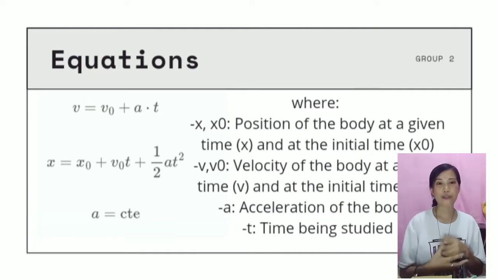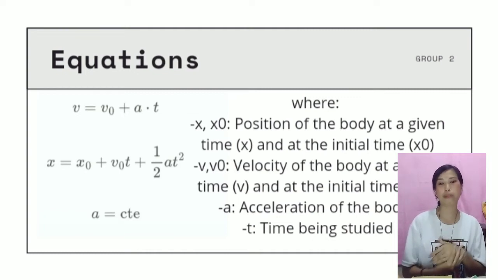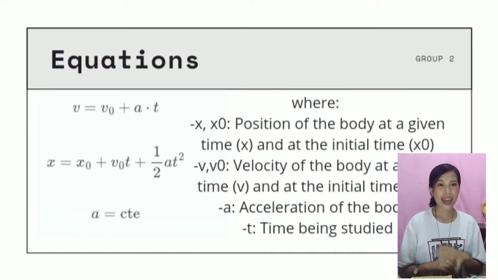V equals V sub O plus A times T. Next, here is X equals X sub O plus V sub O times T plus 1/2 of the product of A and T squared. Then lastly, A equals constant, where X and X sub O is the position of the body at a given time X and at the initial time X sub O. Its unit in the international system is the meter.